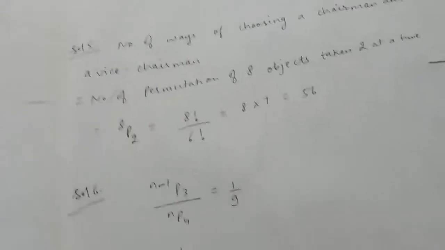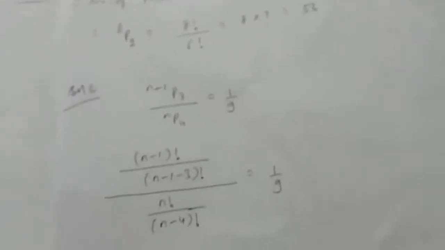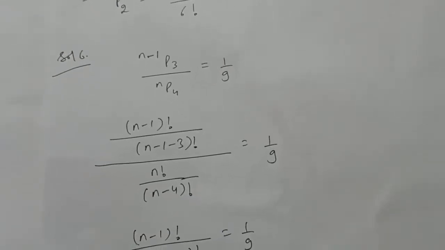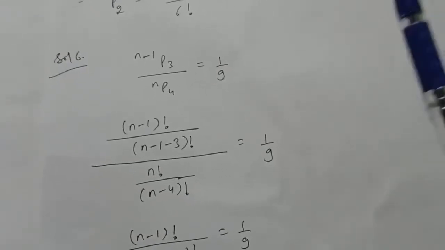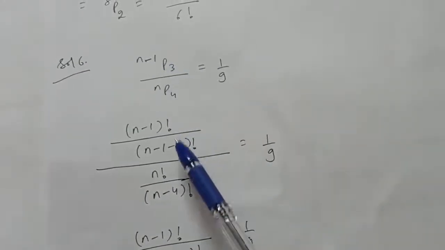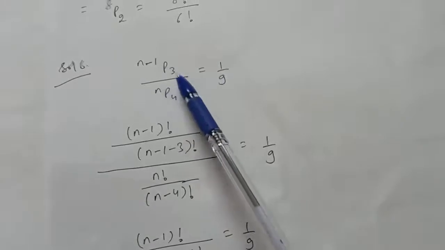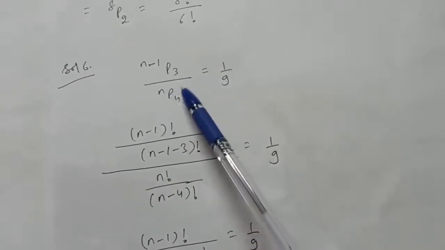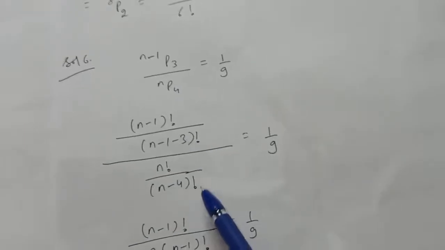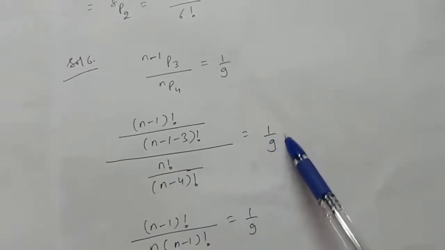Right? Now in question number 6, it is given that the ratio of (n minus 1)P3 upon nP4 is equal to 1 by 9. You have to find the value of n. So this is (n minus 1) factorial upon (n minus 1 minus 3) factorial, and this nP4 is n factorial upon (n minus 4) factorial, equal to 1 by 9.